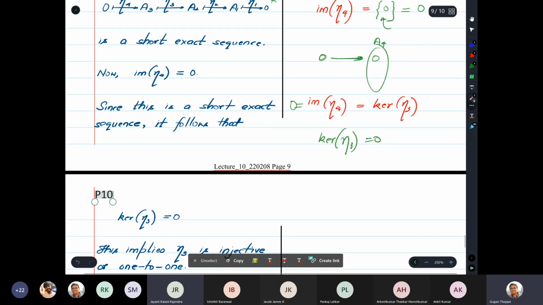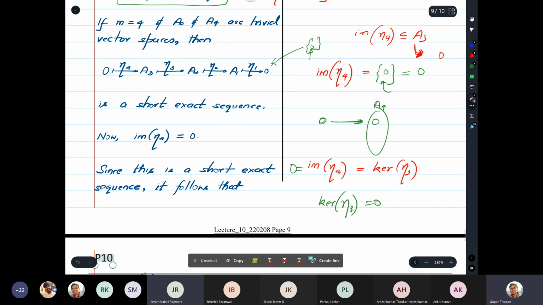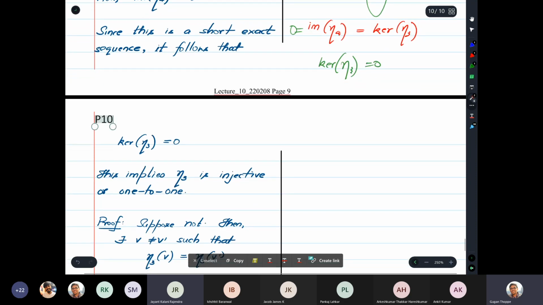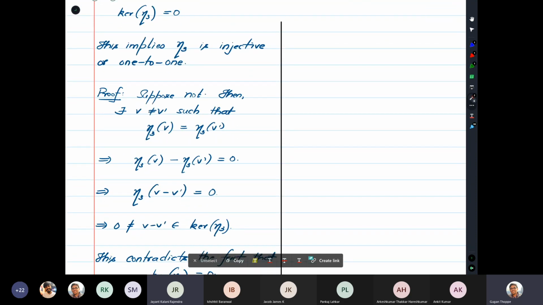So whenever you have a short exact sequence, the claim is that this eta 3 map which goes from A3 to A2 must be an injective map, right? So what does injective mean? It means that it is 1 to 1, right? So let's look at a quick proof of why eta 3 must be an injective map, or a 1 to 1 map. So we will use proof by contradiction.